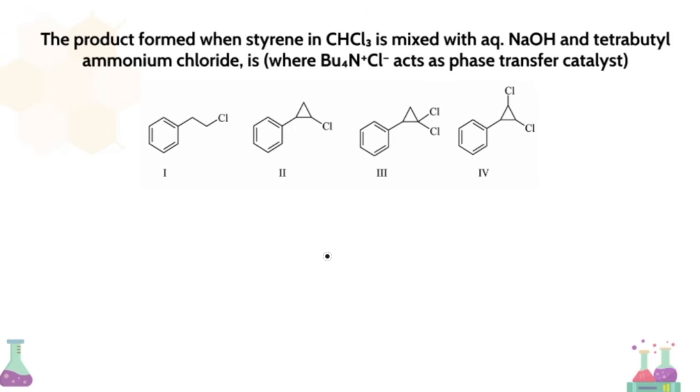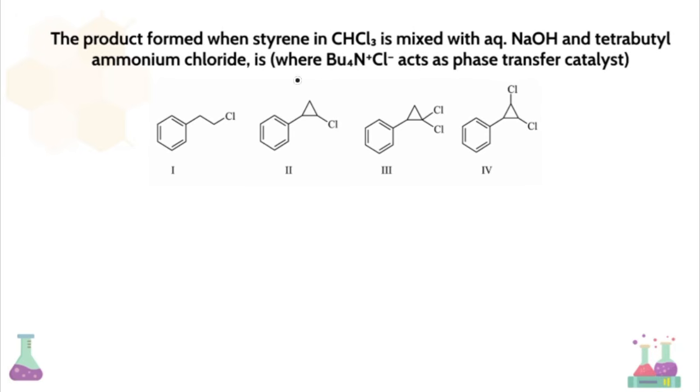Today I'm back with one more tricky question for IIT-JEE Advanced level. The reaction is happening with styrene and chloroform, which is mixed with aqueous NaOH and tetrabutylammonium chloride. What is the function of this tetrabutylammonium chloride? It is given in the bracket as a phase transfer catalyst, popularly known as PTC. So what is this phase transfer catalyst?